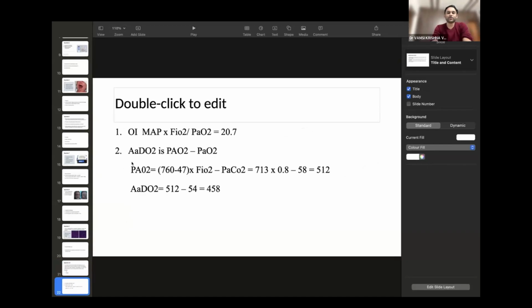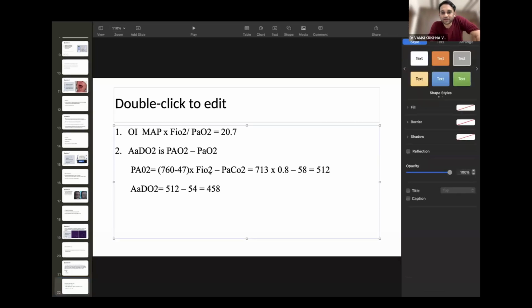And your A-a delta O ratio needs to be calculated in this way. The alveolar oxygen needs to be calculated, and from that you need to subtract your partial pressure of oxygen. This PaO2 you will get from your blood gas. For alveolar oxygen, we have a formula: P atmospheric minus pressure of water vapor, into FiO2 in fraction, minus PaCO2. This PaCO2 you also get from the blood gas.